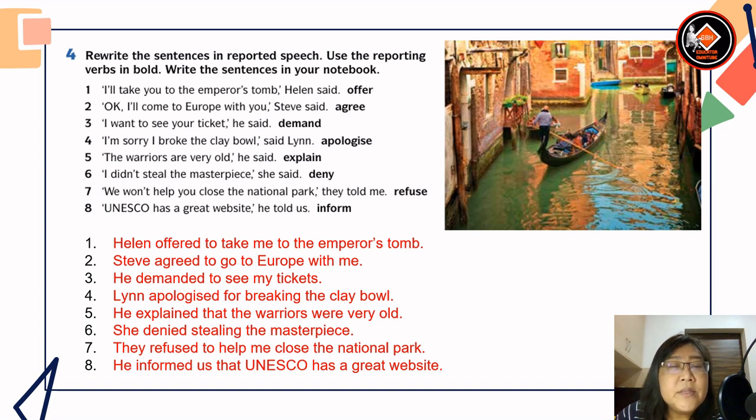Number 5, "The warriors are very old," he said. So use the word explain. So he explained that the warriors were very old. Number 6, "I didn't steal the masterpiece," she said. Use the word deny. She denied stealing the masterpiece. "We won't help you close the national park," they told me. So use the word refuse. They refused to help me close the national park. The last sentence, "UNESCO has a great website," he told us. Use the word inform. He informed us that UNESCO has a great website.